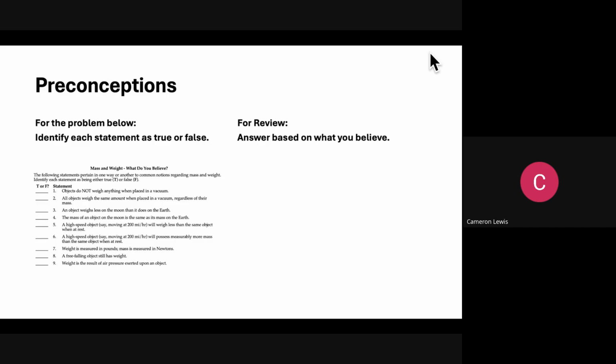Objects do not weigh anything when placed in the vacuum. If I put something in the vacuum, it loses all its weight, which is force due to gravity. I say, in a sense. In a sense, are you jumping on to true? Okay. So I got 2 trues, 3 false. Anybody else? We're going with false by majority rules.